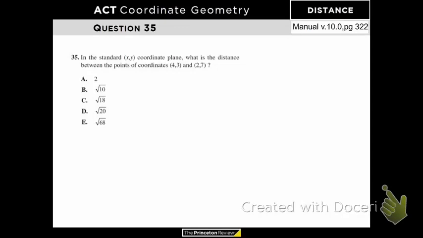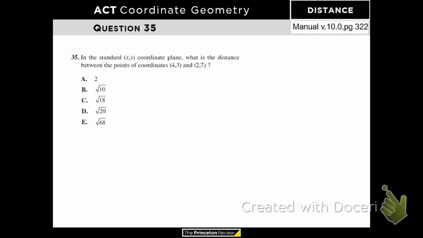Hi guys, so this is coordinate geometry for Tuesday. We're going to look at distance, midpoint, and then just some basic figures in the coordinate plane. So the first couple questions, and I'm on page 322 here, are about the distance between 2 points.